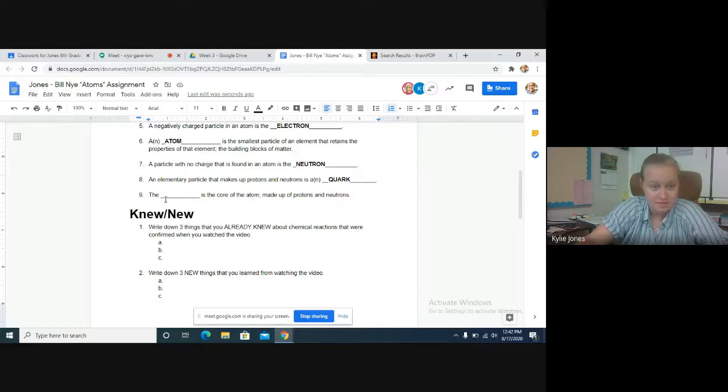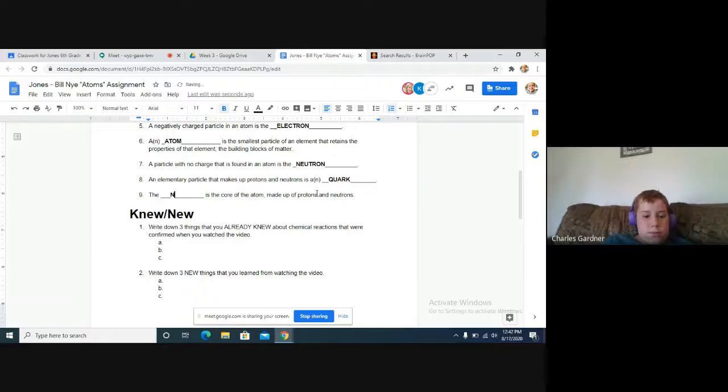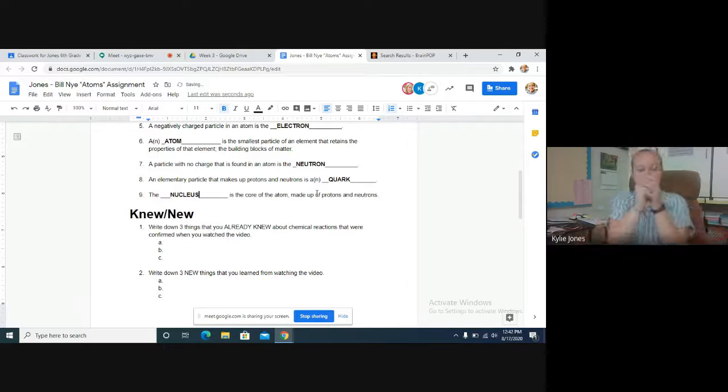Then number 9, the last one: the blank is the core of the atom that is made up of protons and neutrons. Nucleus. The nucleus. So that's the center of your atom. I was making a visual, but you guys can't see it. Hang on. Let's go back to me real quick. So in an atom, this is like your nucleus, right? Like my fist would be the nucleus. It's got protons and neutrons in it. And then on the outside, buzzing around in circles and orbits, is where your electrons are. That make sense?